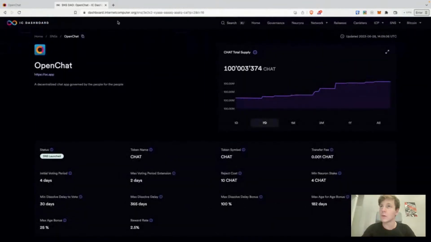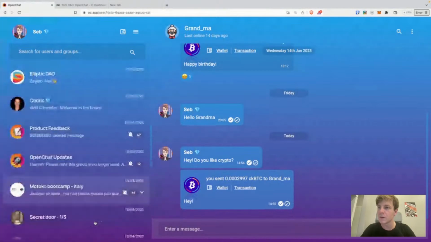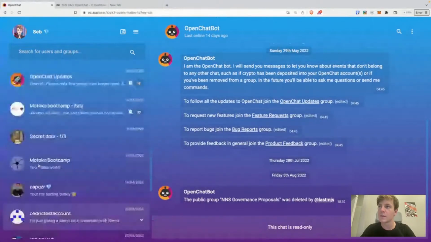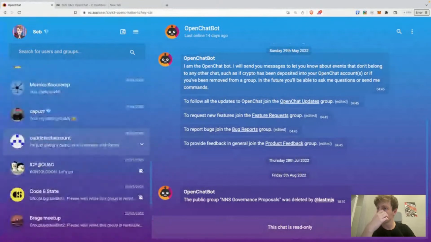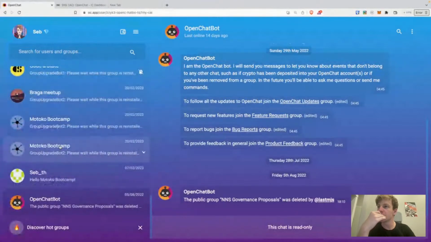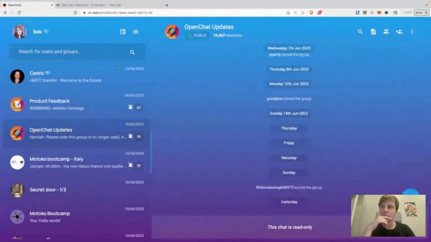I would like to show also the proposal systems. So well, maybe I'm not inside the group for this one. I should be. So yeah, there is a group where you can see the proposals. So whenever people have an idea for improving OpenChat, they are able to submit a proposal, and maybe it will get voted or down-voted by the DAO.